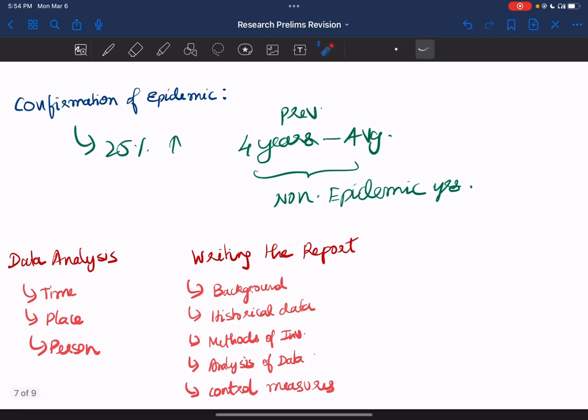Fine? Now, there is something called data analysis and writing the report, okay, after you do the epidemic investigation.